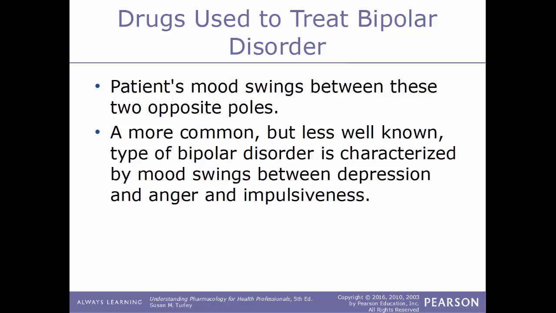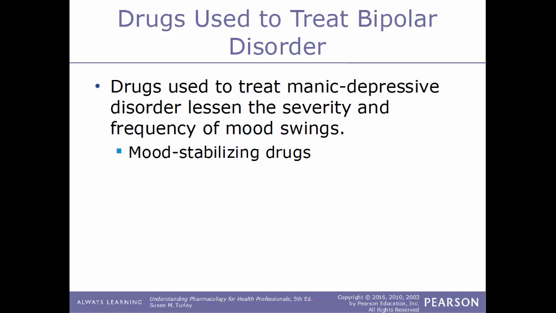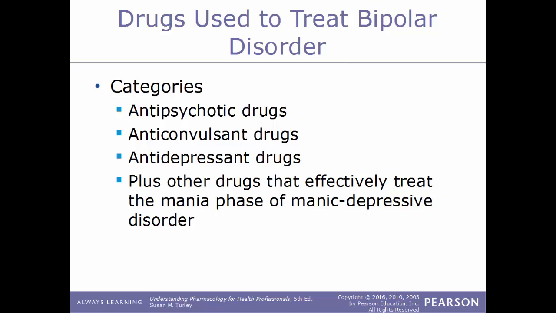So a patient who has bipolar disorder, their mood will go between both extremes, from the very manic, very high end of the spectrum to a very low, very depressed stage. Now, a more common but less well-known type of bipolar disorder is characterized by mood swings between depression and anger and impulsiveness. Drugs that are used to treat manic-depressive disorder lessen the severity and frequency of these mood swings. So these are called mood-stabilizing drugs. And these drugs can come in different categories, such as antipsychotics, anticonvulsants, antidepressants, plus other drugs that effectively treat the mania phase of the manic-depressive disorder.